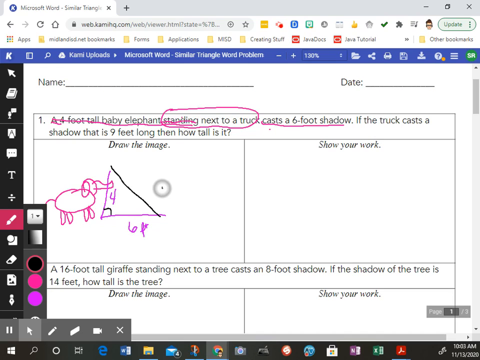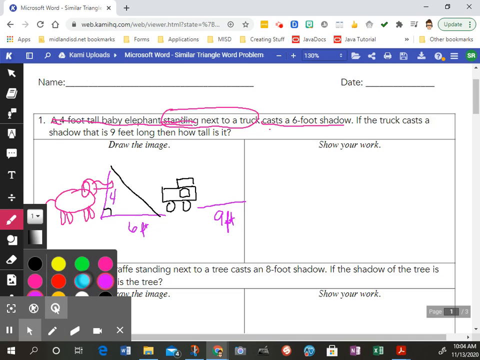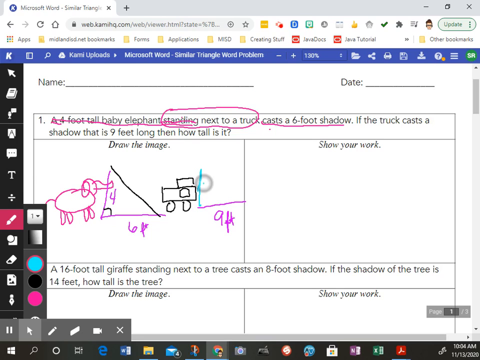And then I've got a truck. So I'm going to draw a truck. A little simplified truck. Okay. So there's my truck. And it casts a shadow. I'm going to use purple for shadow. Casts a shadow that is 9 feet. And we want to know how tall is the truck. That's our X. So now I have a picture. Remember, we want to draw in the rest of the triangle. We have a picture of what this is. So by using indirect measurement, I can figure this out.